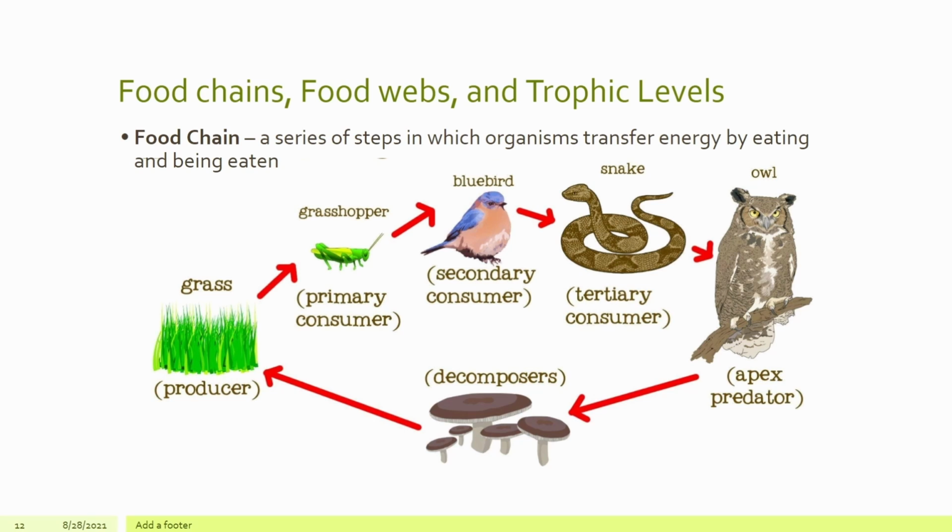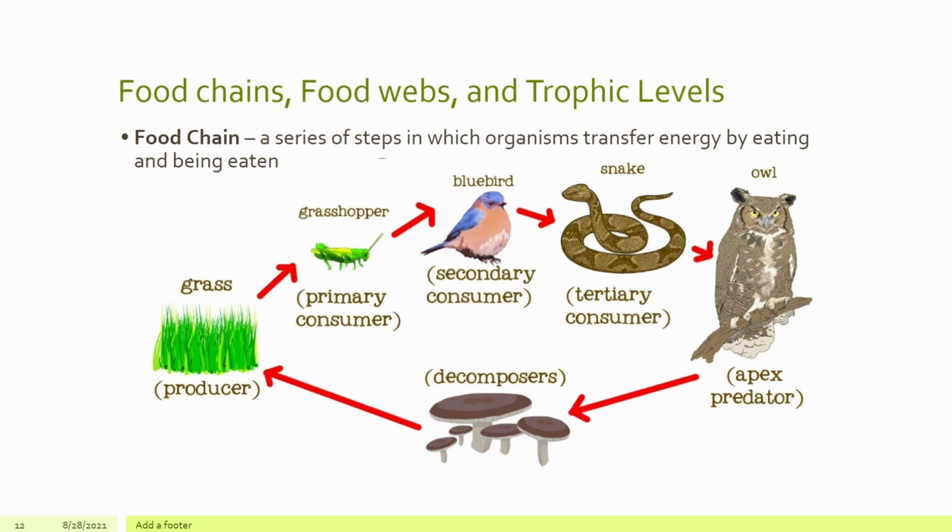So you can see here that we're starting with grass, the producer, which is eaten by a grasshopper, the primary consumer. The grasshopper is eaten by a secondary consumer, the bluebird, and the snake is the tertiary consumer, and it would eat the bluebird. Owls, an apex predator, is going to be most likely to eat the tertiary consumer. Another term for an apex predator is a quaternary consumer.